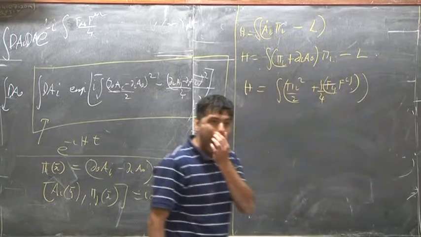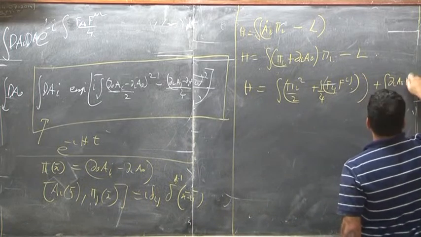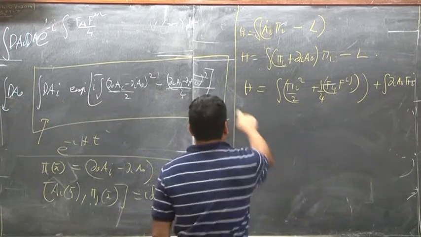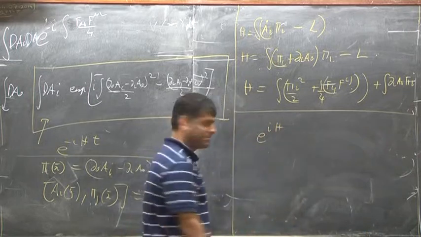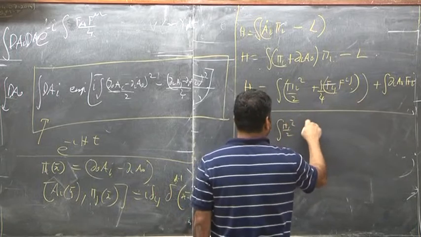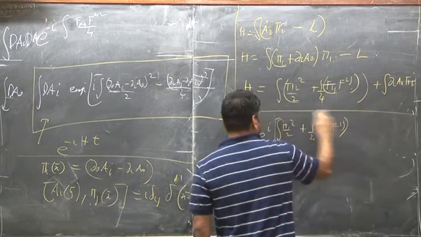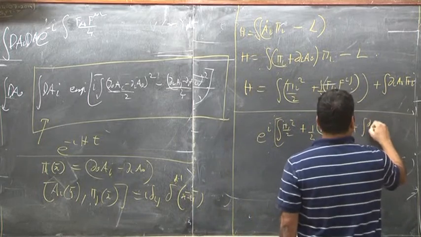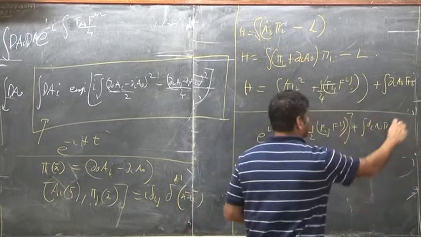But in addition, there's a second term, and the second term is plus del I A 0 times pi. Okay. So what does the path integral evaluate for us? The path integral evaluates for us e to the power I h, e to the power I times this object, plus del I A 0 pi. This integrated over space time gives you the times t.